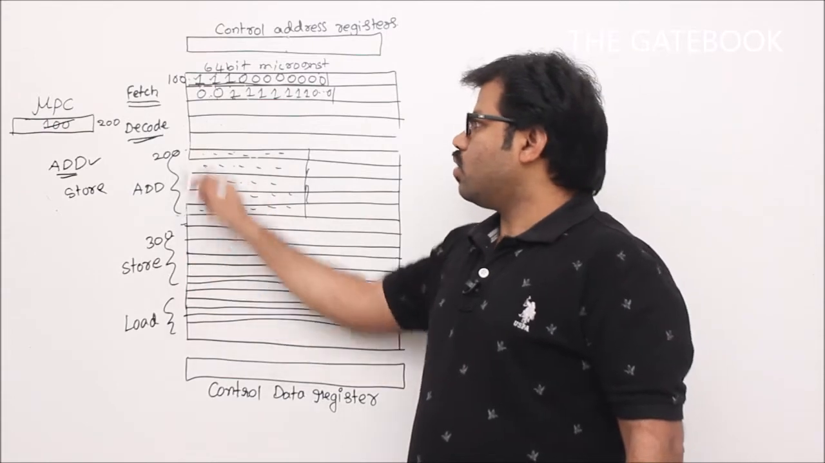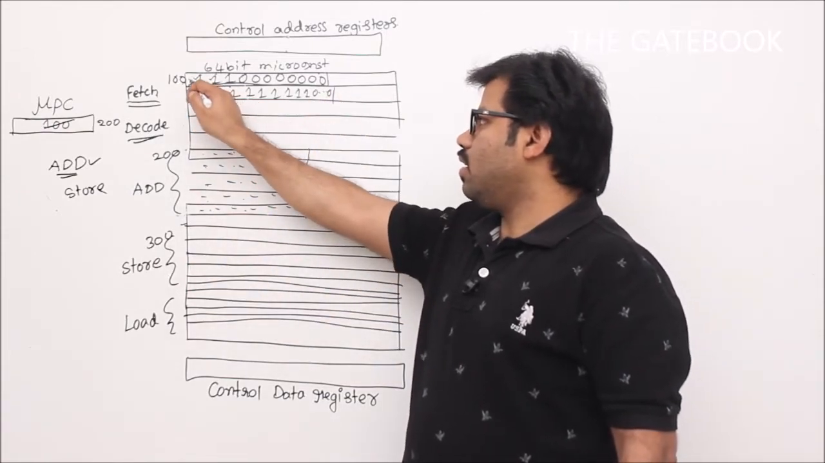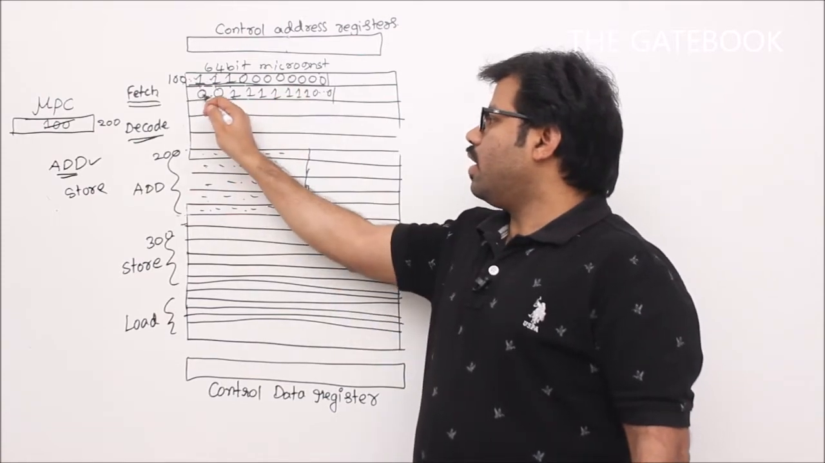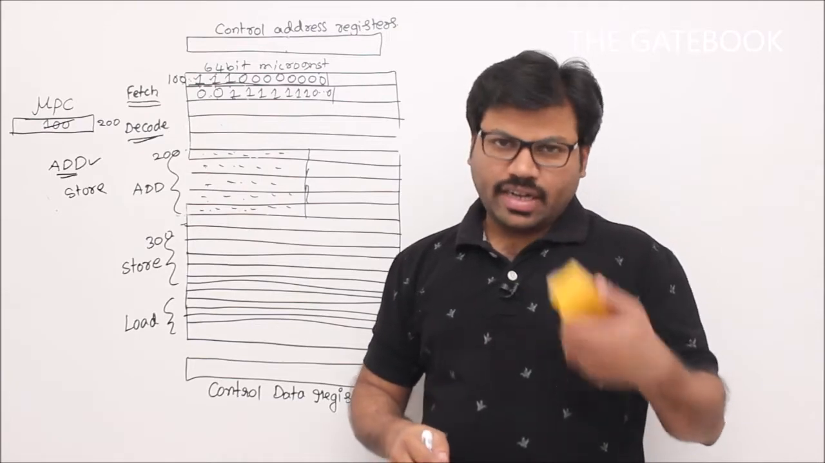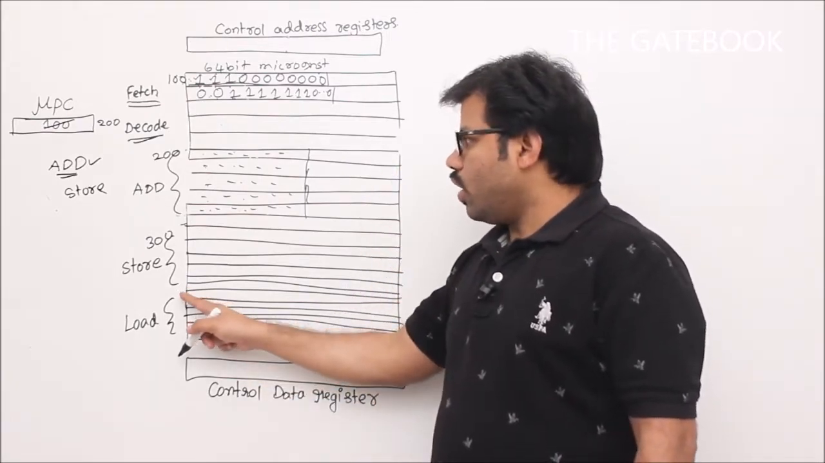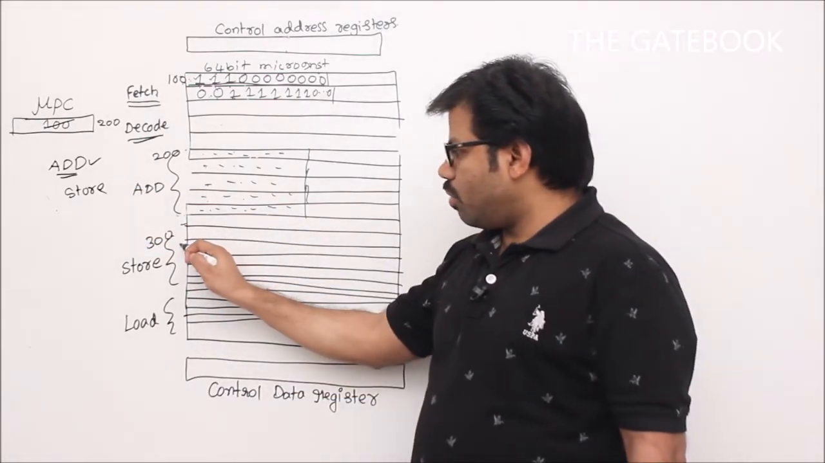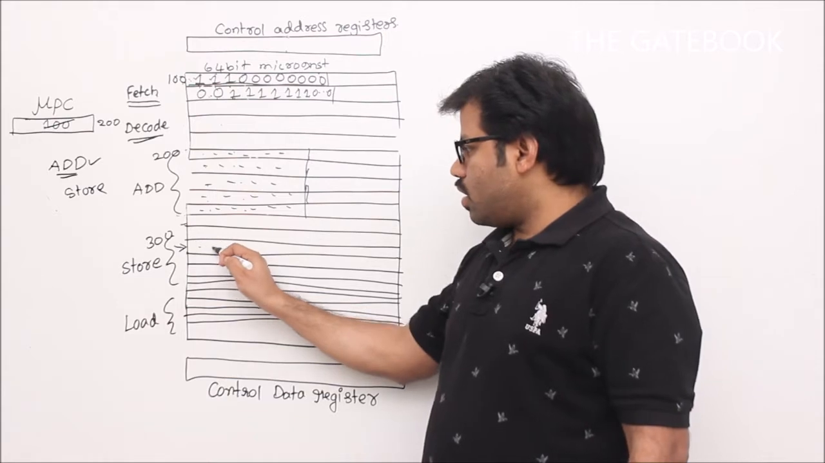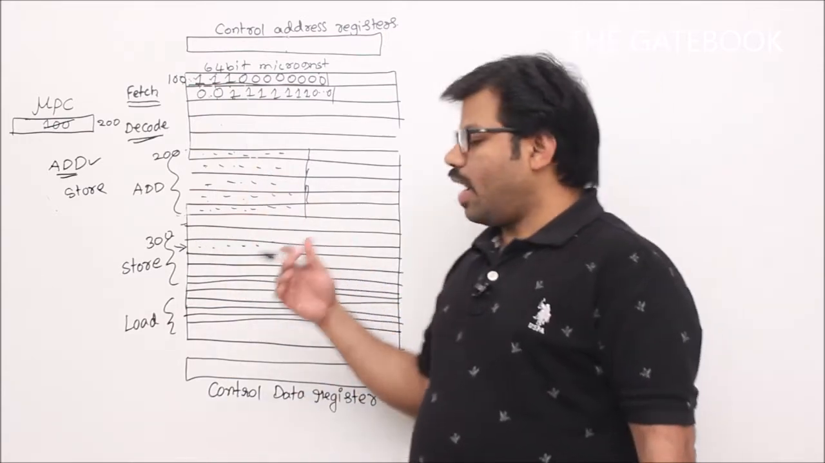So in store also, first of all, we have to fetch the instruction. That's why the appropriate control signals are these signals. After that, decode instruction should be generated. After that, we have to generate the control signals related to the load store instruction, correct? So can I say one thing? Automatically control should come to the first micro instruction related to the store part.